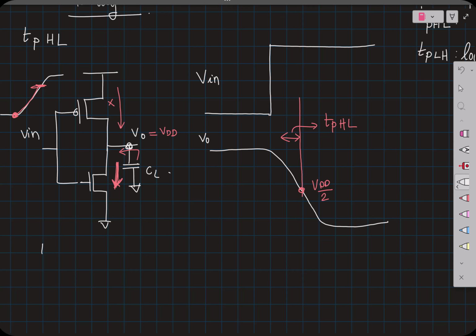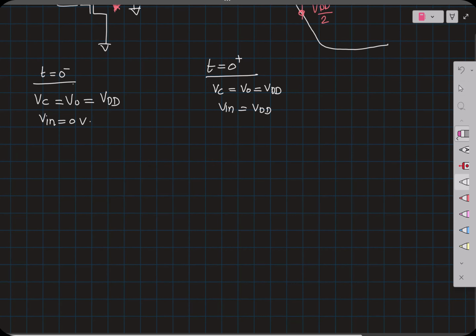equal to 0 minus, right, the conditions are going to be your VC voltage, which is same as the output voltage, is equal to VDD, and the input voltage is equal to 0 volt. For t equal to 0 plus, your VC is still at VDD and your input voltage is going to be VDD. From t equal to 0 plus onwards, how does our circuit look like?